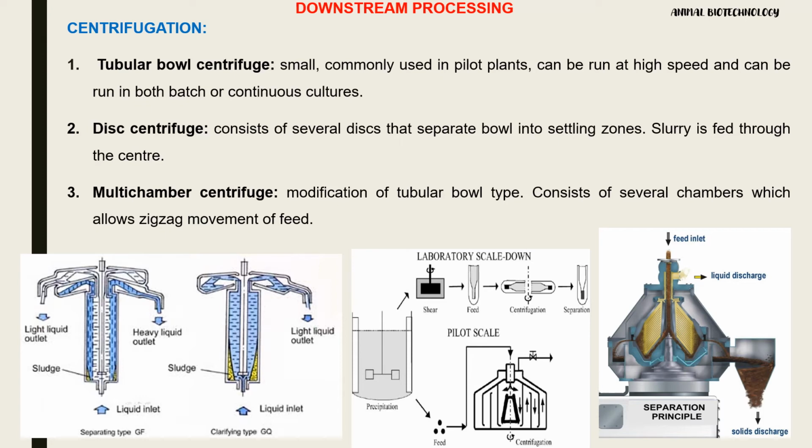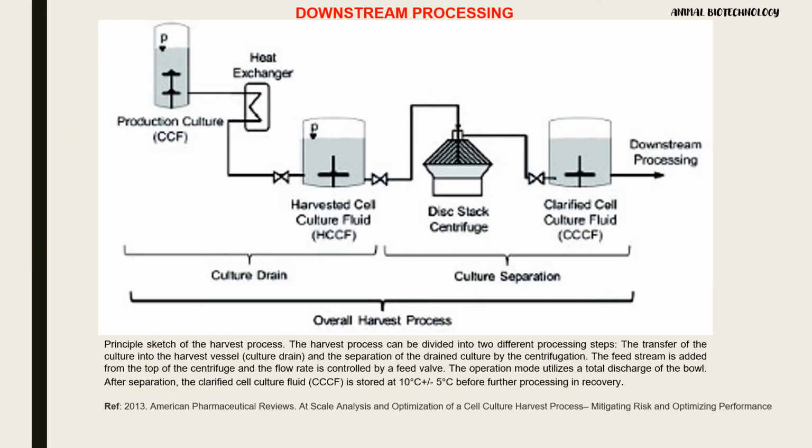Different designs of centrifuge are used. Example, tubular bowl centrifuge, disc centrifuge, and multichamber centrifuge. The figure on the extreme right shows a typical large-scale centrifuge. The feedstock is split into two or more portions after centrifugation. The product stream is captured while the waste stream is discarded. The figure here represents a layout of a harvest process where the cells are harvested by means of disc centrifuge.